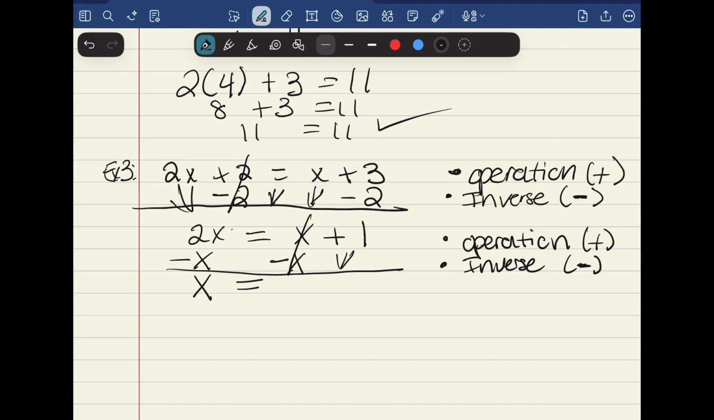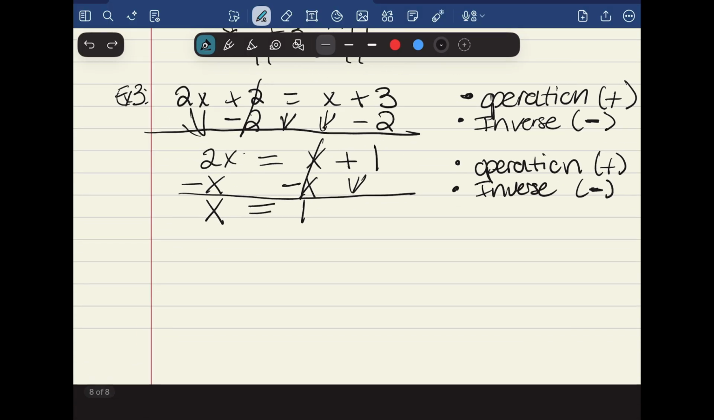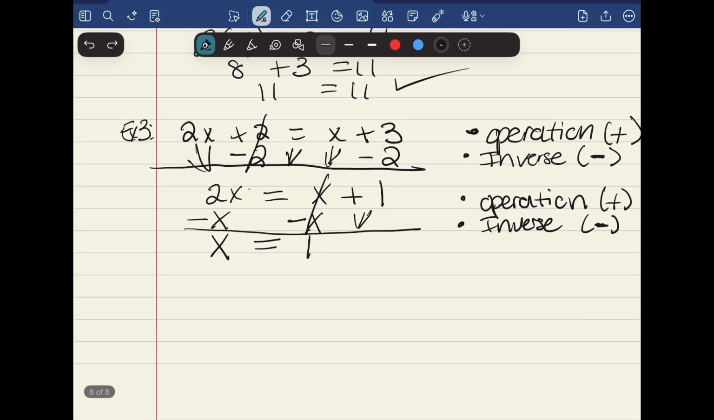Okay, bring this down. We don't have to bring the plus down because it already assumes that it's positive. Now, if this was minus, then we'll have to bring the minus down. But it's not. It's plus. So x equals 1. That is it. Do not overthink. You are done with that.